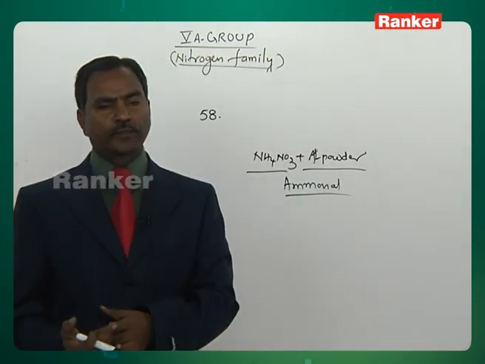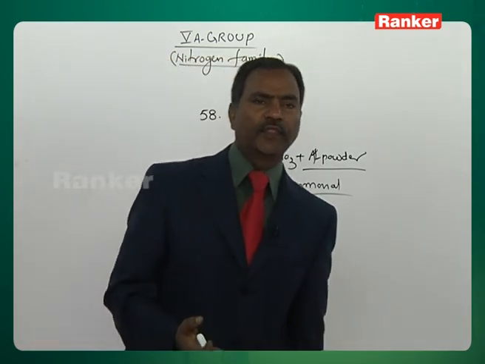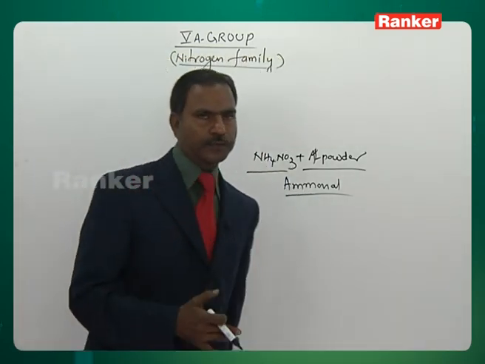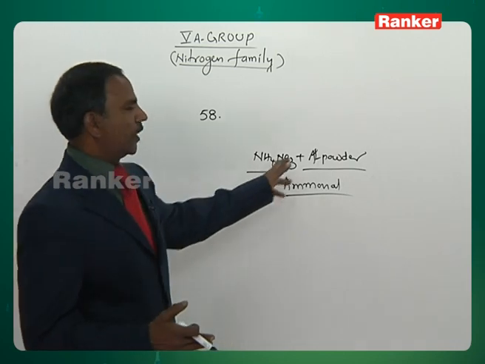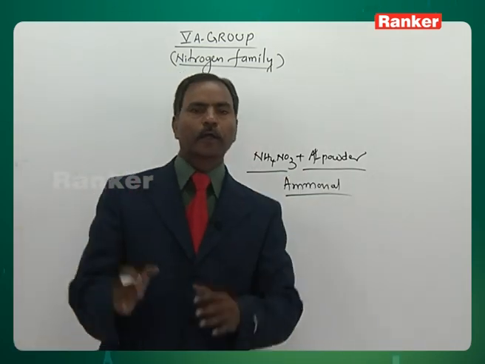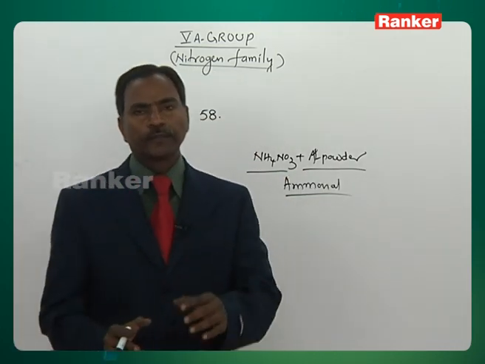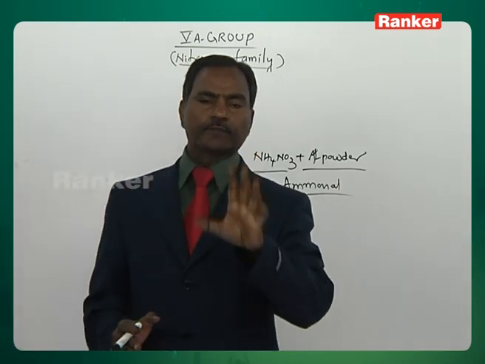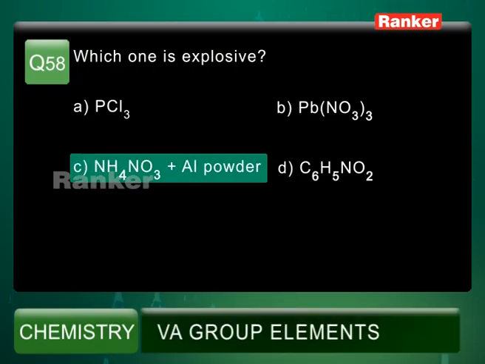And coming to the next one, simply nitrobenzene is there. Nitrobenzene is not an explosive. So, ammonium nitrate and aluminum powder, commonly known as ammonal, is the explosive compound used in the preparation of bombs. Therefore, question number 58, answer is C.